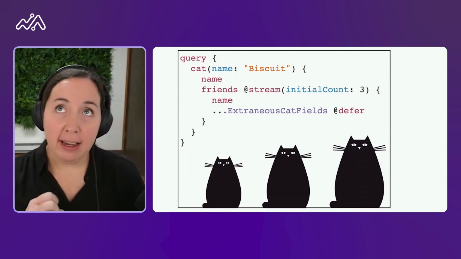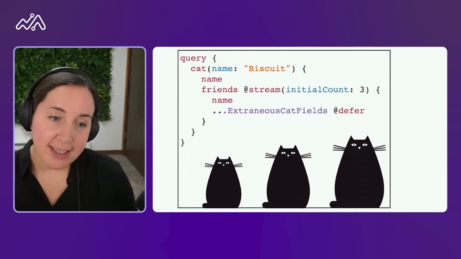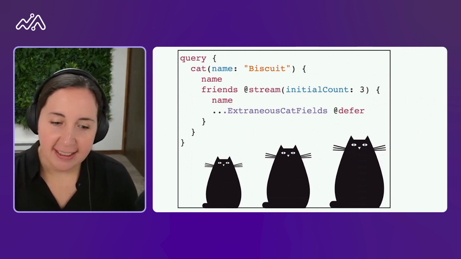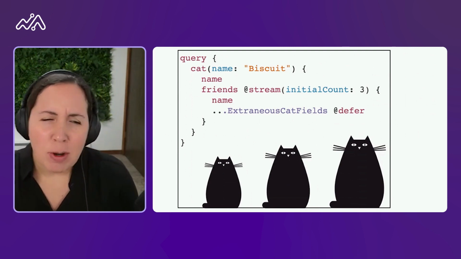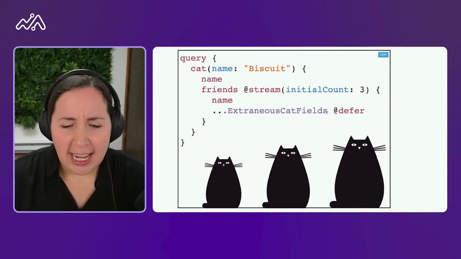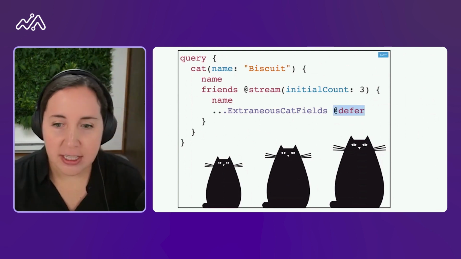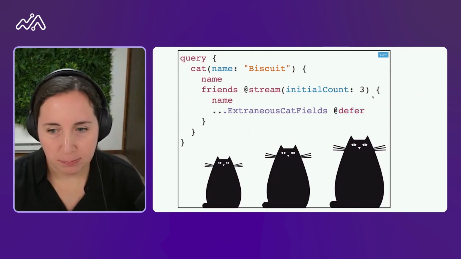So maybe we have a bunch of friends of Biscuits, and then we want some of that less important data. We want whether or not the cats are dentists, et cetera, et cetera. So we're going to add @defer to all of these extra fields and use them in combo.